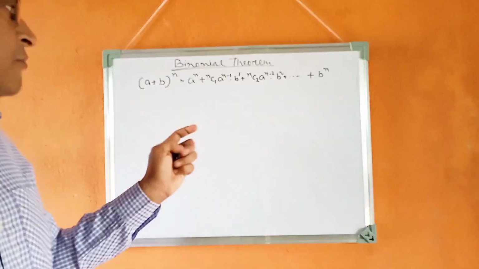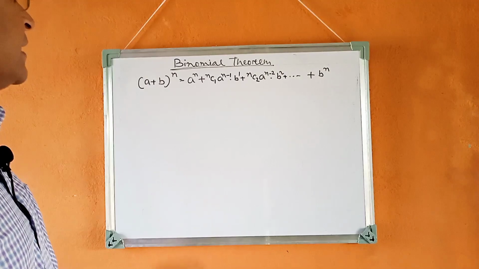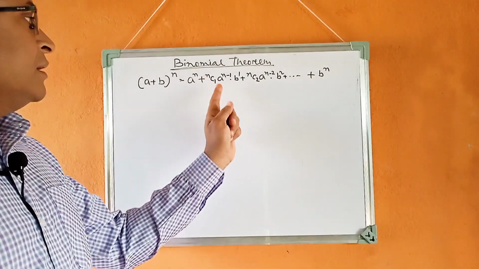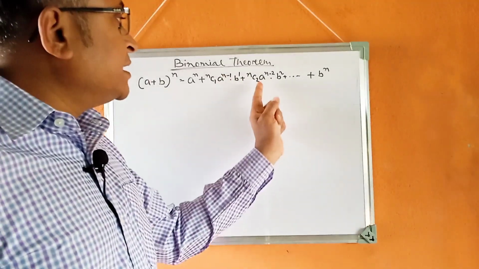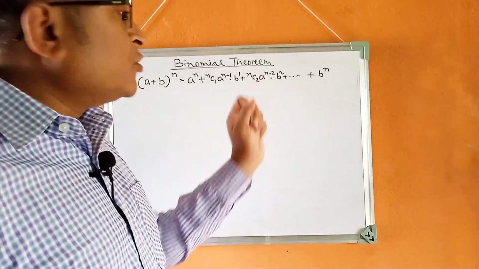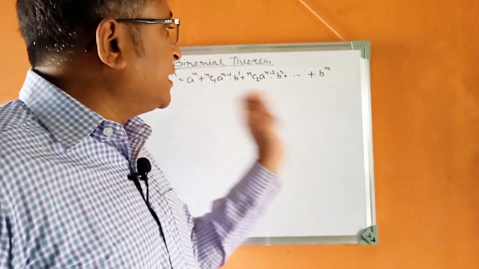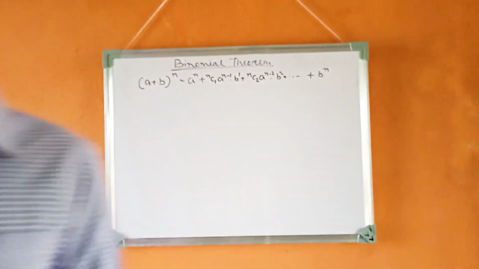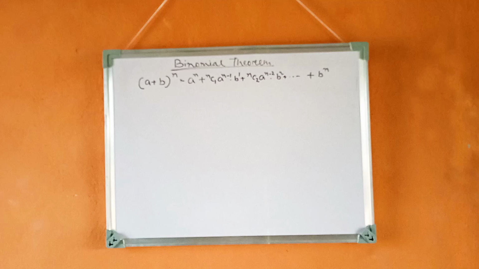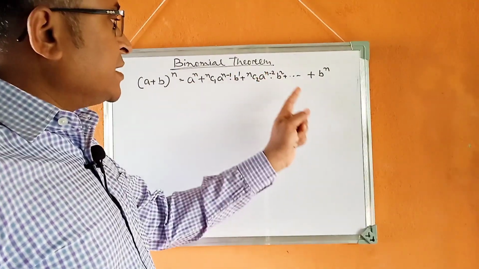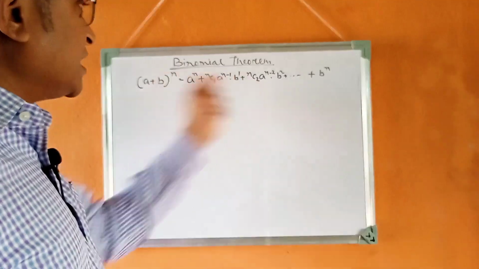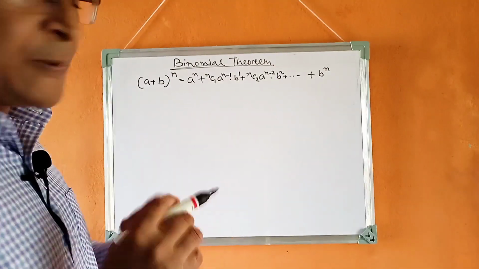Okay, so see carefully, (a + b)^n is a^n, plus nC1 a^(n-1) b^1, plus nC2 a^(n-2) b^2. The next term is nC3 a^(n-3) b^3, and so on, and the last term is b^n. Remember one thing: nC1, nC2, nC3 are all the coefficients of this binomial series. Okay, all are the coefficients.